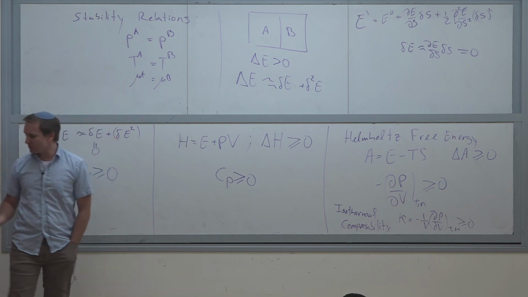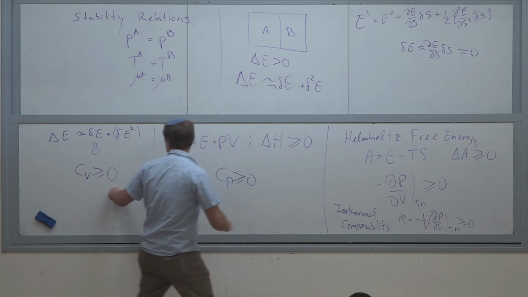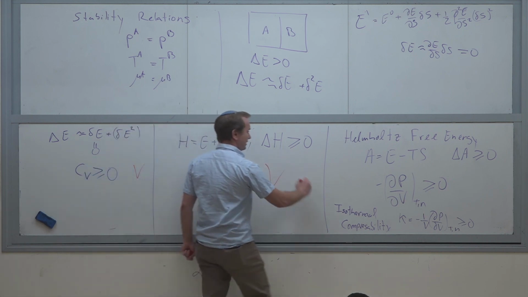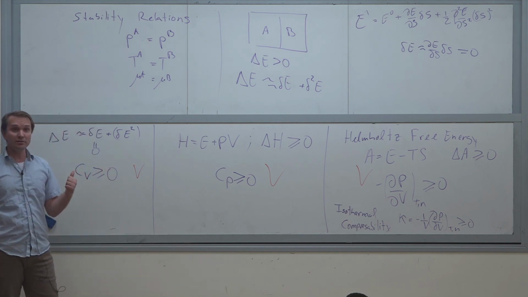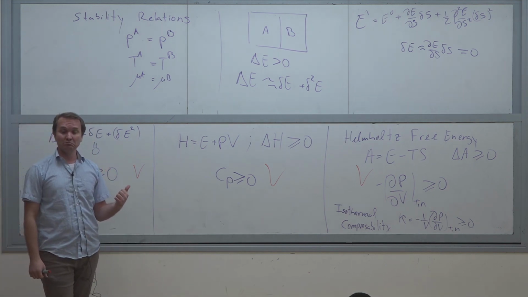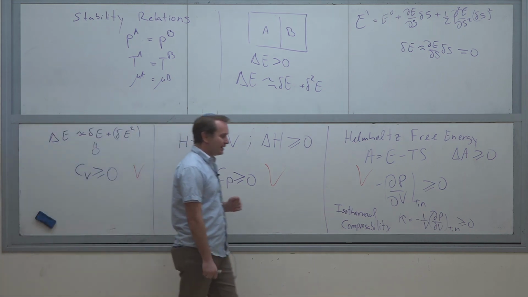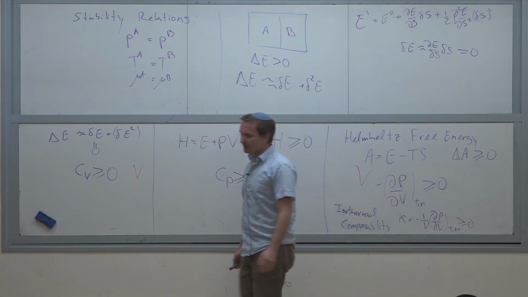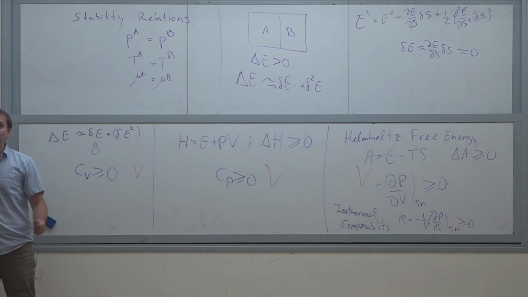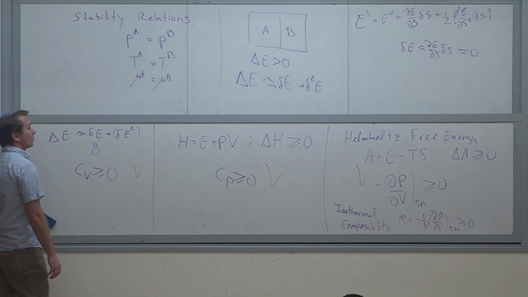Now, for our purposes, we only need this one, and this one, and that one. But, as you can see, there is a huge number of them. Use your favorite function of state, expand it to the second order, and you will obtain your own stability relation. Is it important? It depends on the system.